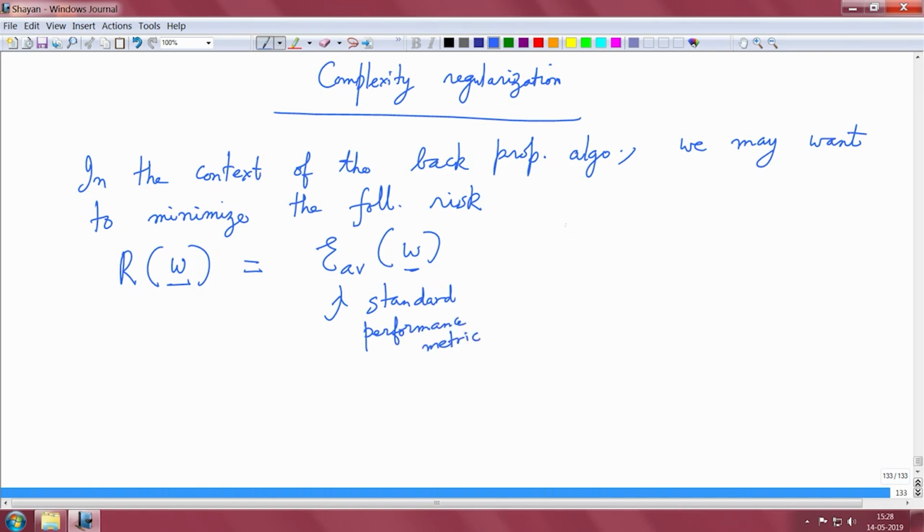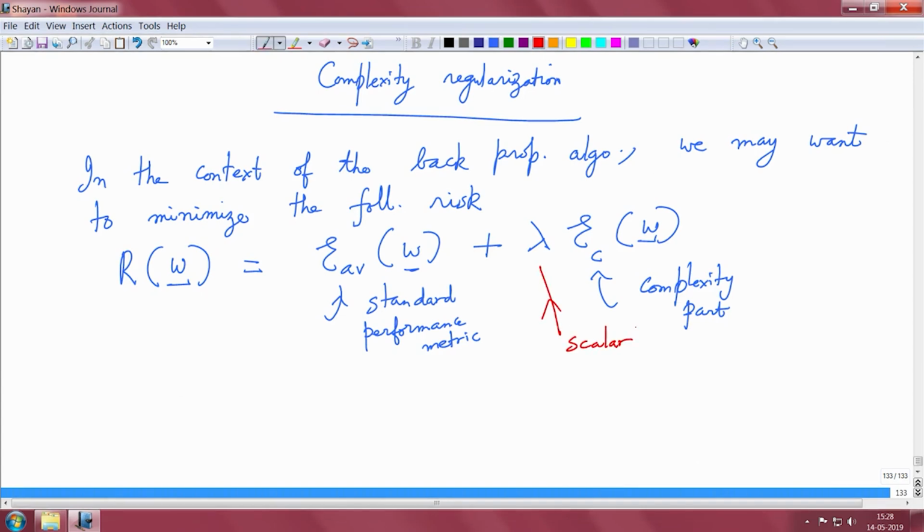In addition to that, we have the script E suffix C as a function of weights, and I call this the complexity part of the risk, and we have a scalar parameter lambda that we would like to introduce that controls the trade off between how we can optimize these two quantities, right.